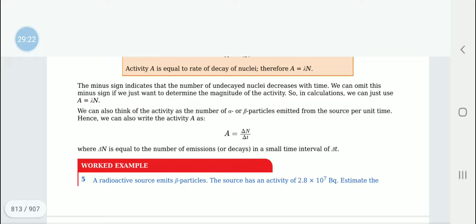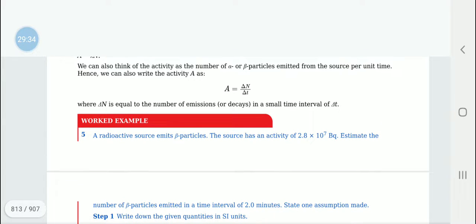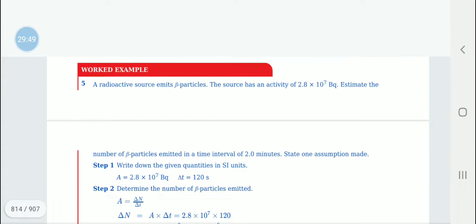Also, activity can be thought of as the number of alpha or beta particles emitted from the source per unit time. Therefore, activity can be written as A equals delta N upon delta t. Delta N in this particular situation is the number of emissions, and delta t is the time.